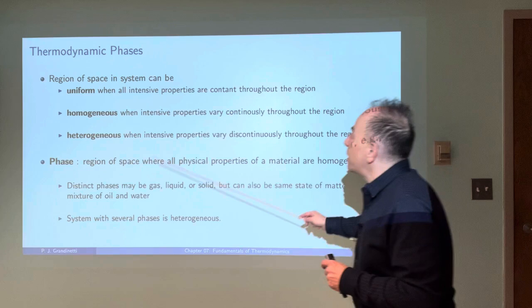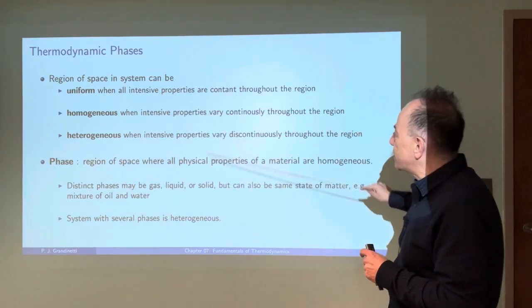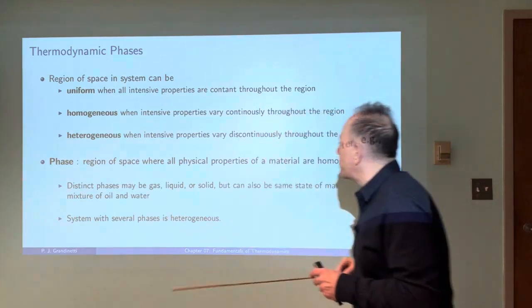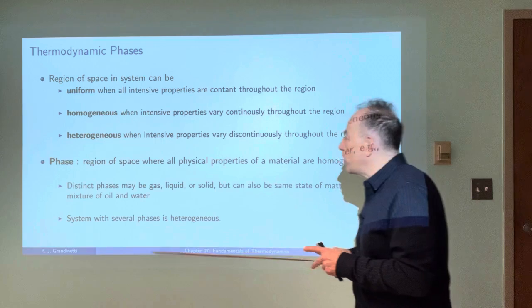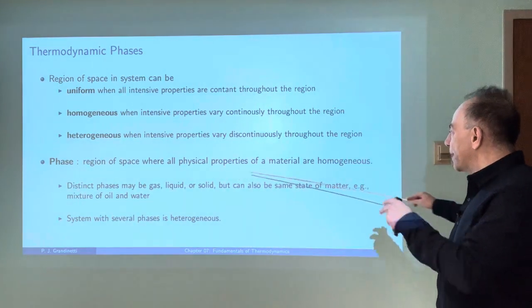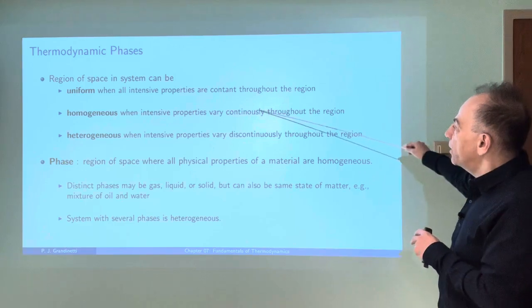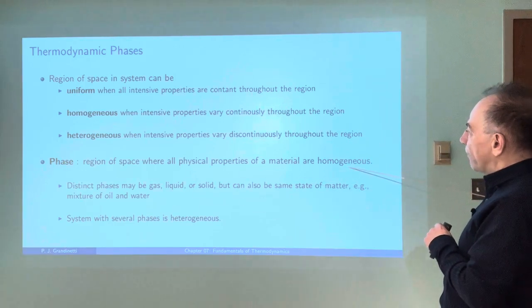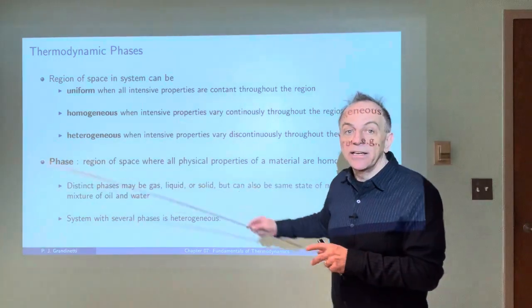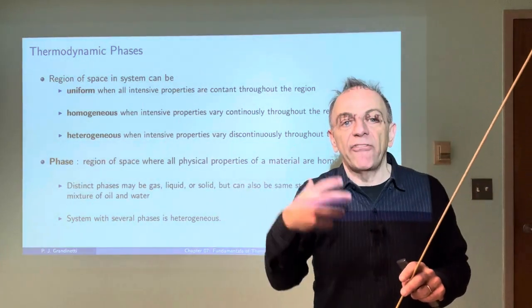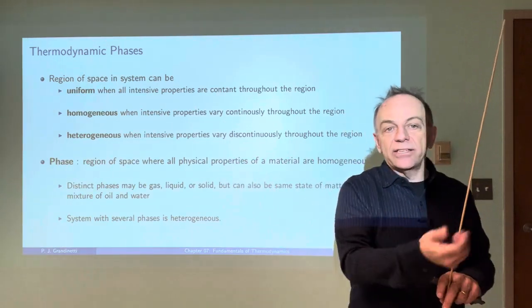And so when we talk about the regions of space, whether they're uniform, homogeneous, or heterogeneous, this is what we mean. And then also when we're talking about the phases of a material, then we're talking about the region of the space where the system's physical properties are all homogeneous. So when we say that we have a region of space where all the intensive properties are homogeneous, then that's a phase. That part of the system is a particular phase of the system. So the phase could be a gas phase or a liquid phase or a solid phase.